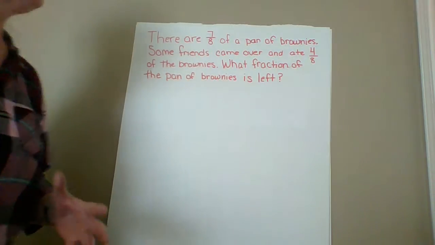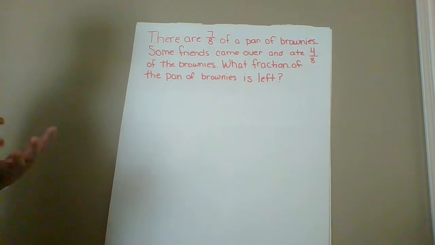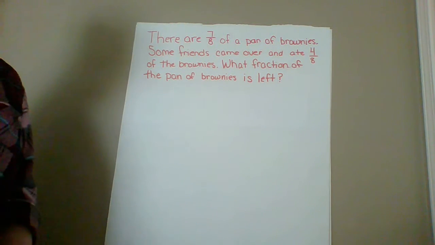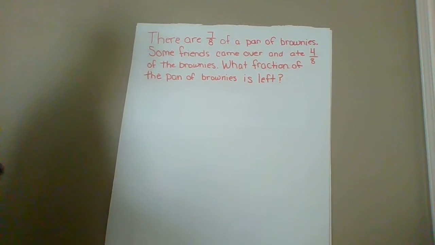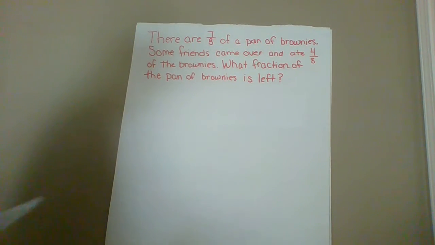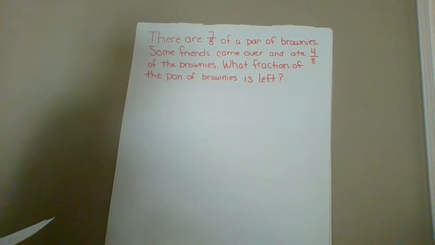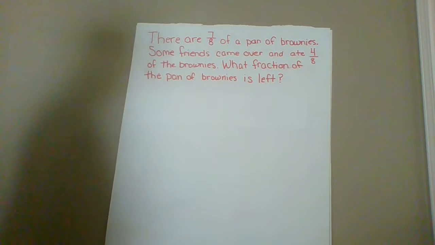So a student might say, oh, well, there was this pan of brownies. I think there's 7/8 of the pan of brownies left or sitting at the table. And some friends came over and they ate 4/8 of the brownie. So we're trying to find out how much of the brownie is left. Okay. So after we would discuss that, I would ask kids to go ahead and draw a representation. So please go ahead and pause the video and draw a representation of this situation.